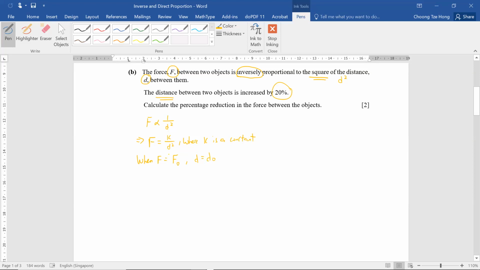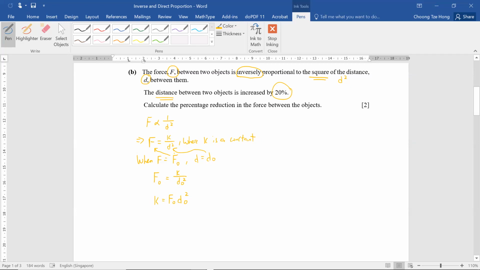So I'm going to substitute F naught into F and d naught into d. So the equation will just be F naught equals K over d naught squared. Now I'm going to multiply the d naught squared to the left side so that we make K the subject. In other words, K will be F naught times d naught squared. Maybe at this point you can pause the video and think about this part. We're not doing anything complicated. I'm just using F naught to represent the initial force and d naught to represent the initial or original distance.